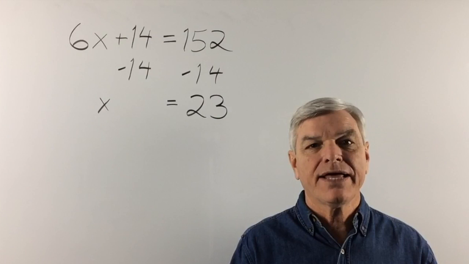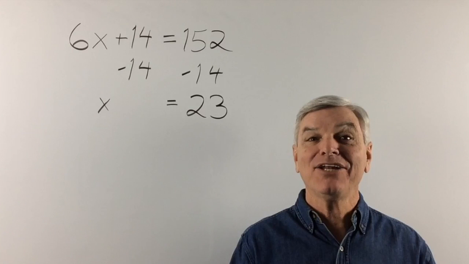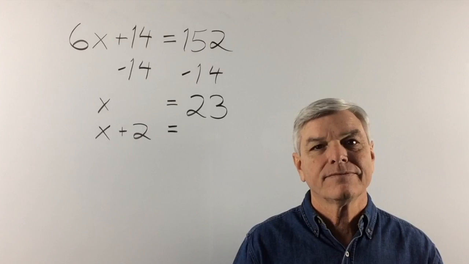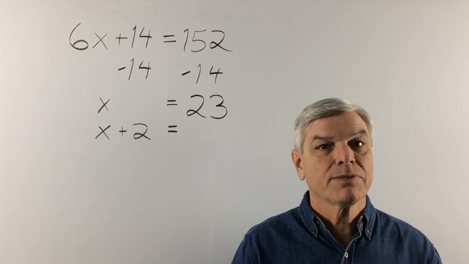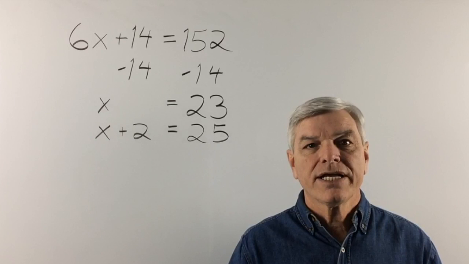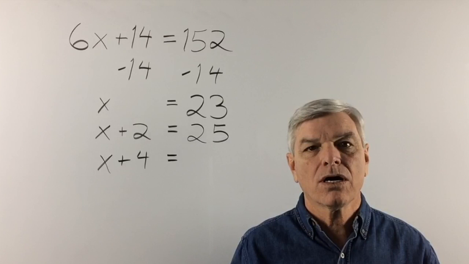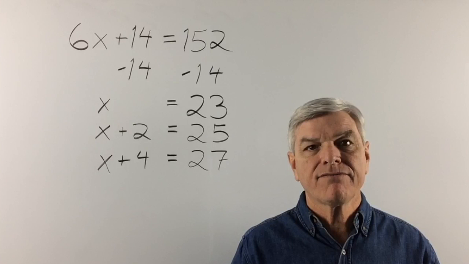Okay, you caught me this time. You went back and you read the question, and you know they didn't ask what x equals. We know that the first integer is 23, and the second integer is x plus 2, which equals 25. And the third integer is x plus 4. 23 plus 4 is 27. So our integers are 23, 25, and 27.